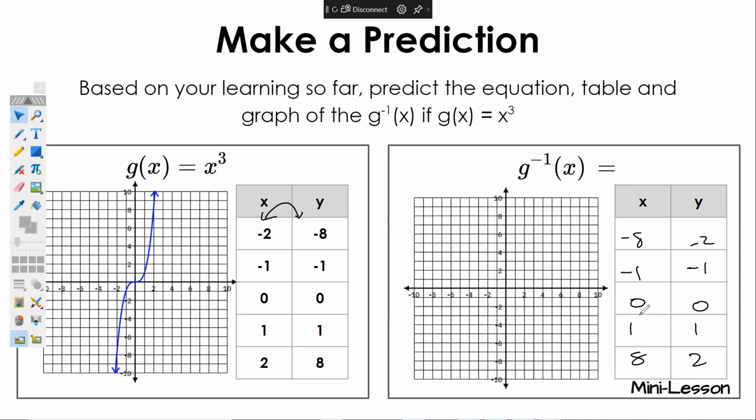Okay, so now we're going to graph all these. Remember, we always start at 0, 0. We go the x value, either right or left, and then up or down with the y value. So we go to the left 8, down 2. Left 1, down 1. 0, 0. 1, 1, and 8, 2. All right, connect all those dots.